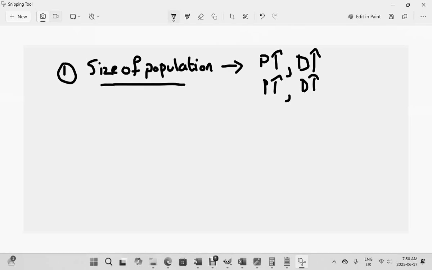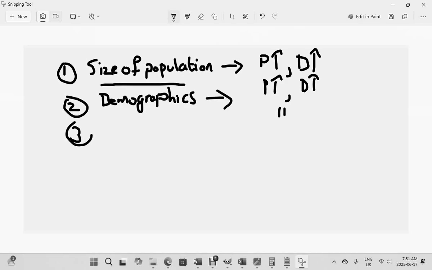So let me write this down. Demographics of the population. The demographics has to do with things like education, it has to do with age, it has to do with other factors. So again, same story.